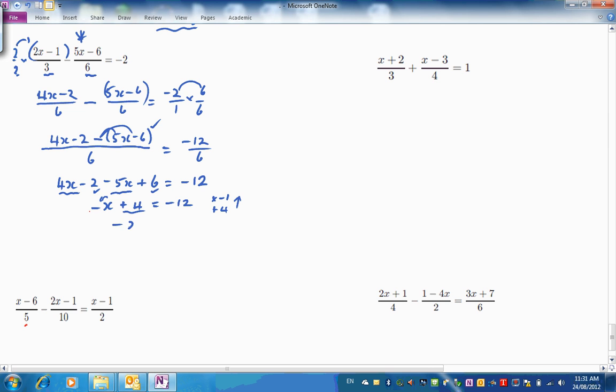So let's reverse that now. Subtract the 4 from both sides. We're left with -x here. -12 take 4 is -16. Divide both sides by -1. You would have x is 16. All right, not bad. Fair bit of work.